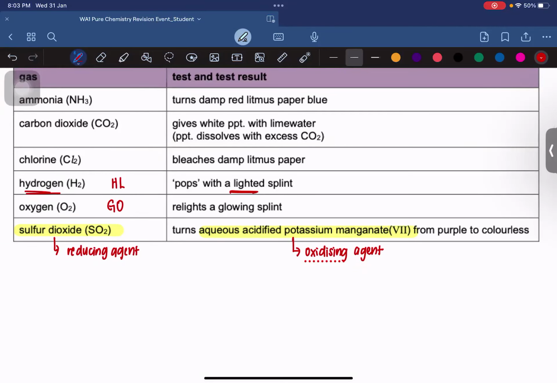Understand? Okay, so that's the one that we use to test. Next thing, ammonia gas is something that I want you guys to bring your attention to, because ammonia gas is the only alkaline gas that you know in your entire syllabus. I repeat, any gas that they say turns red litmus paper blue is ammonia, because ammonia is the only alkaline gas that you know in your syllabus. All other gases are either acidic or neutral. Okay, clear?